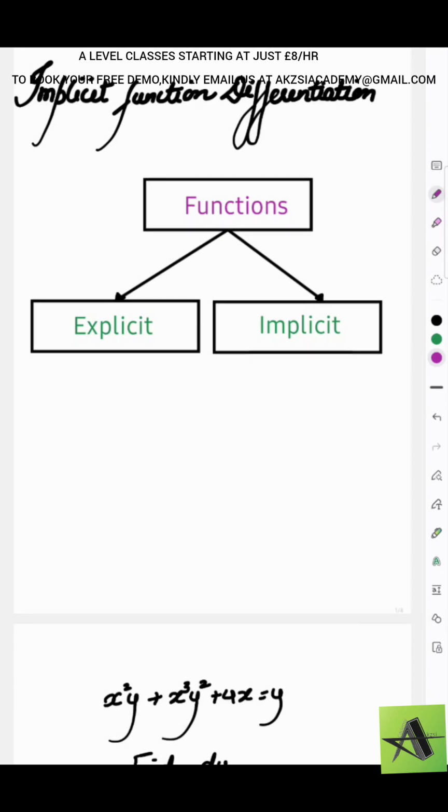There are different ways of categorizing functions, but in this context, functions are divided into two types: explicit functions and implicit functions. In an explicit function, y equals f(x). The dependent variable y is on one side of the equation and the independent variable x is on the other side, like y equals x squared minus x plus 2, or y plus x squared equals 3.